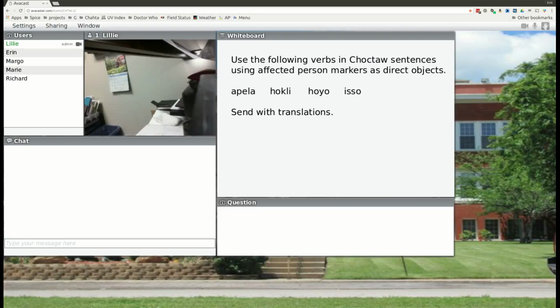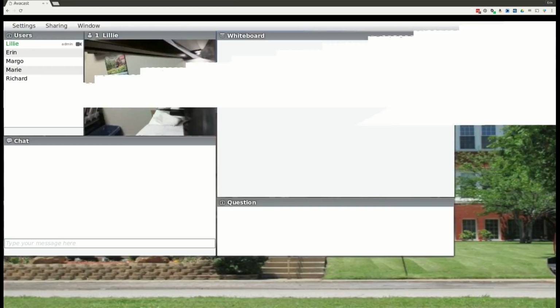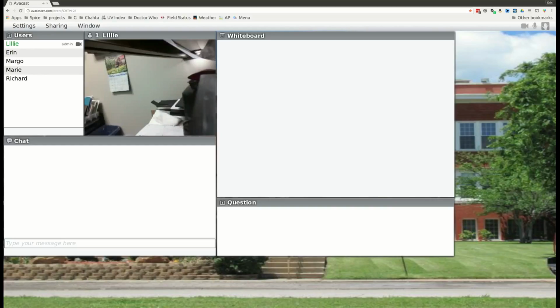Okay. We're working in affected person markers, which are, we are looking at these as direct objects. Oh, sorry about that. I'm sorry, I'm not going to get that back. Okay, let's go back and try something else.